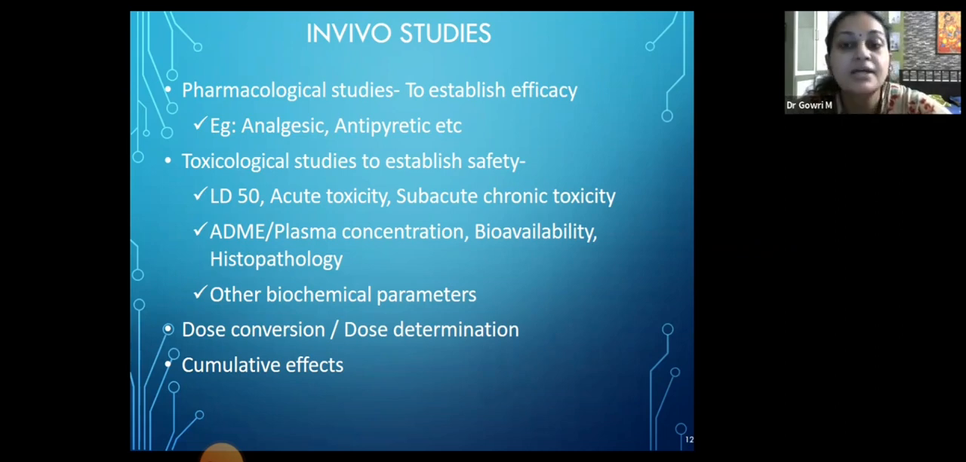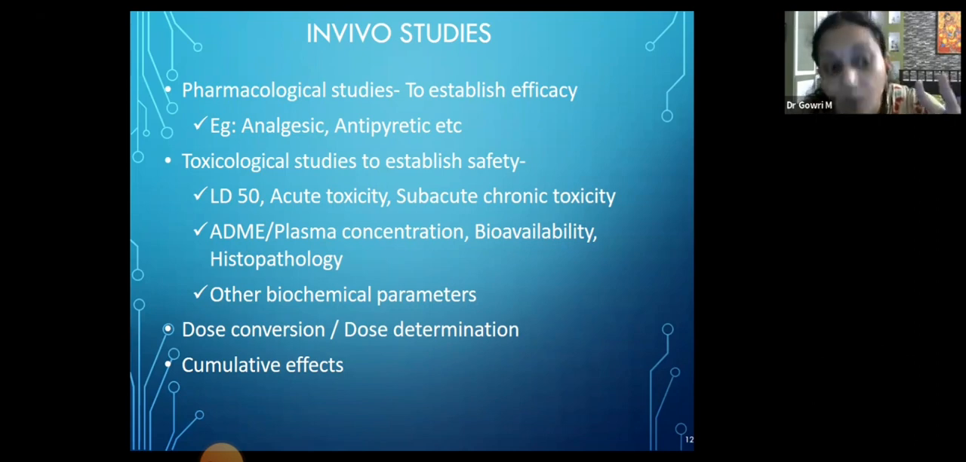So pharmacological studies to establish efficacy, like analgesic, antipyretic, to understand analgesic activity, antipyretic activity, etc. We use in vivo studies, and they will also be used for toxicological studies to establish the safety, for understanding the dose conversion and dose determination, and for cumulative effects. So four properties or four effects can be analyzed by animal studies or in vivo studies. What are they? Pharmacological studies to establish the efficacy. We can understand the safety by undergoing toxicological studies in animals.